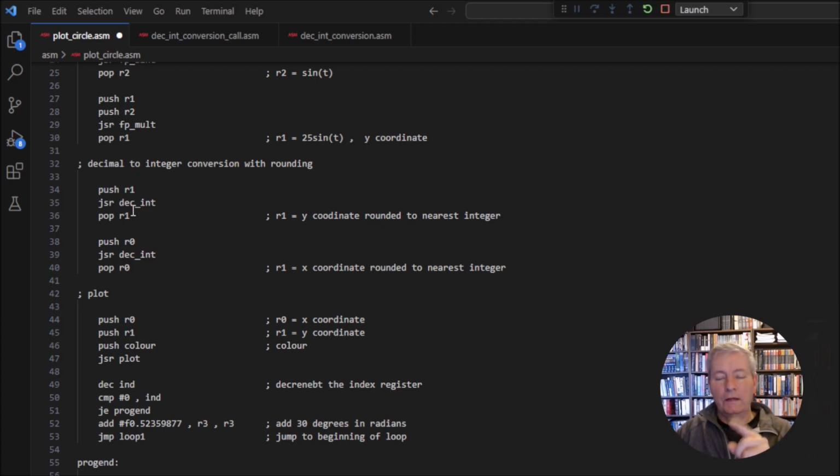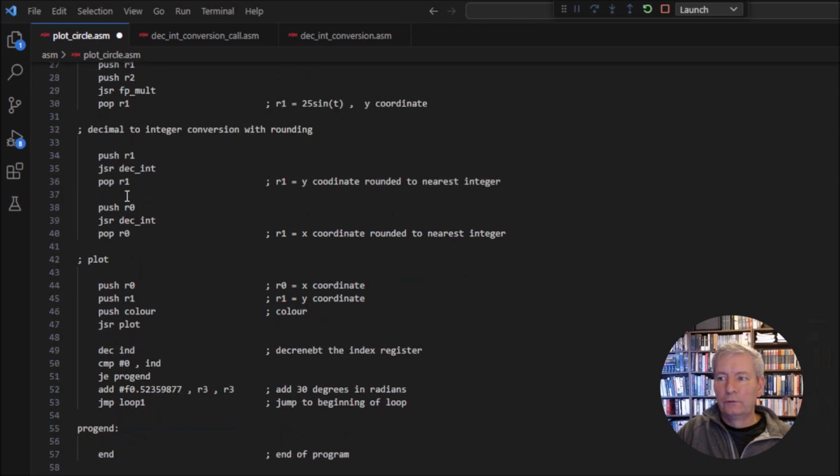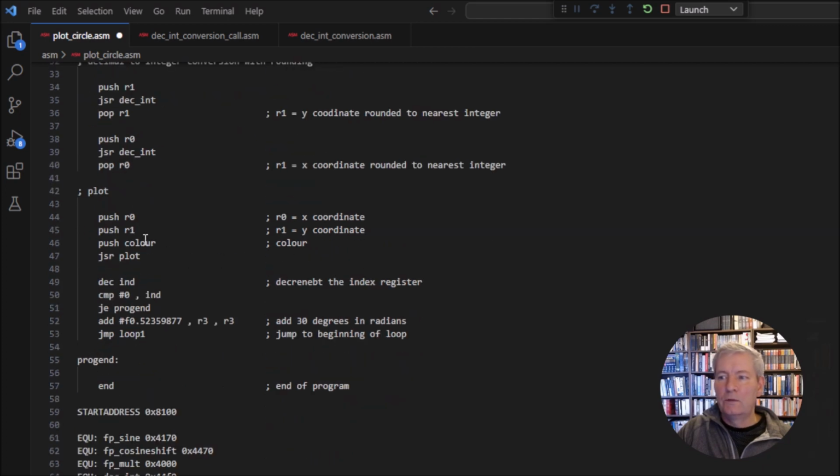But if it's 25.5 or above, so for example if it was 26.5, it will return the value 27. And that does it here in this little subroutine called decimal to integer, dec underscore integer. So that's just a rounding and a conversion, which will allow us to plot the values. So once we've done these conversions, we're going to have the register R1 will contain the y coordinate, and register R0 will contain the x coordinate. And then we can push them into our little plot subroutine.